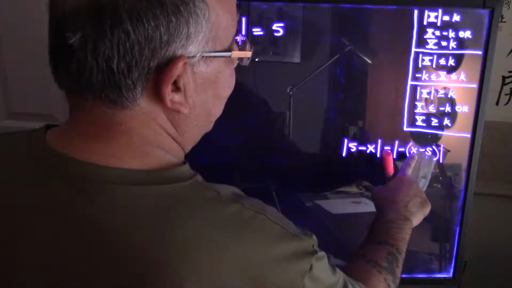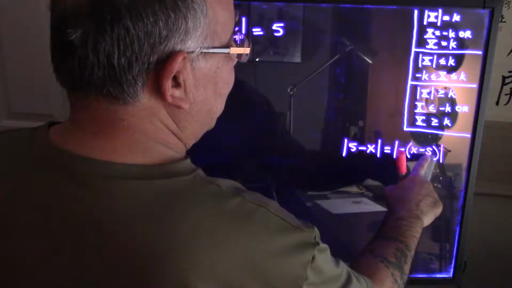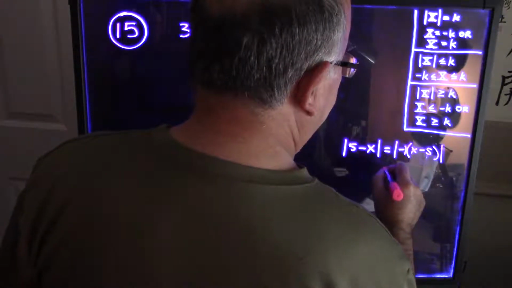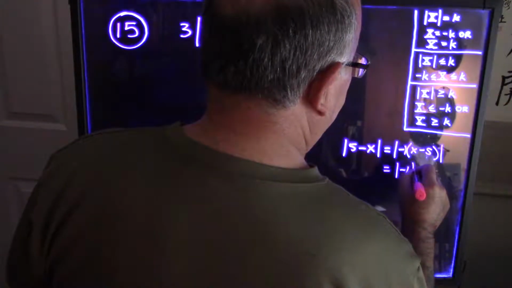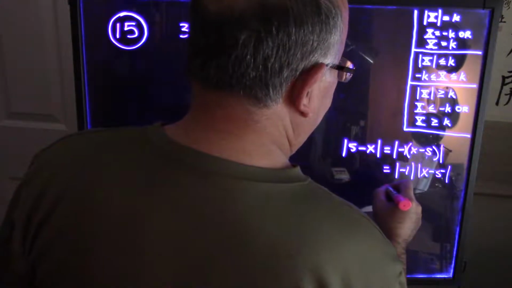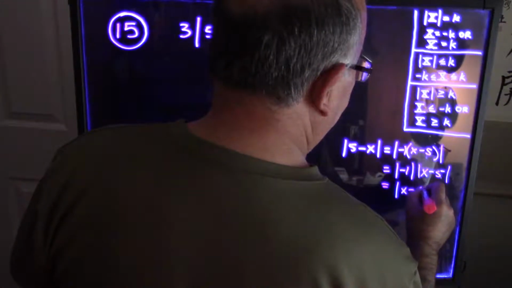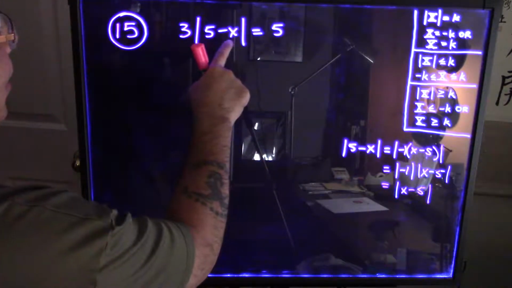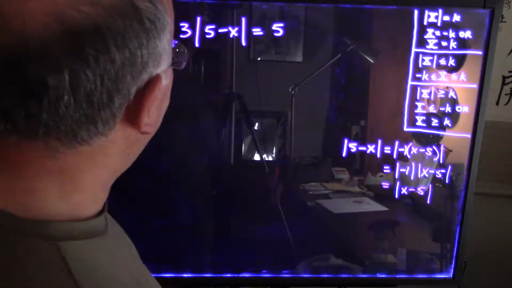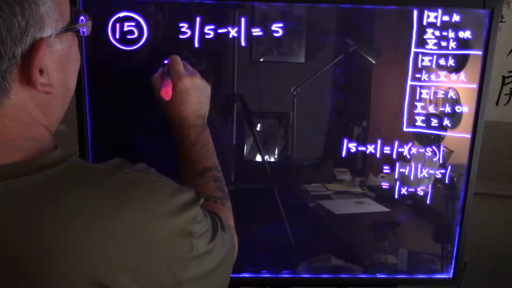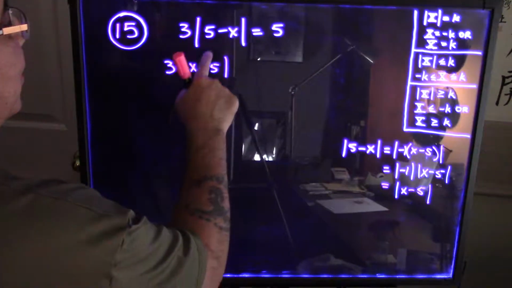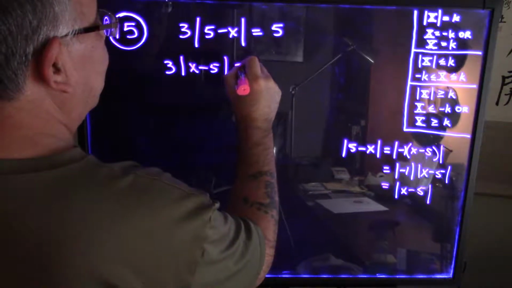Negative times x is negative x, and negative times negative 5 is positive 5, so you get that. Think of that as a negative 1 there, so that's the absolute value of negative 1 times the absolute value of x minus 5. The absolute value of negative 1 is 1, so it's just the absolute value of x minus 5. Instead of working with this, you could work with x minus 5 if you wish, because they're equal. In fact, why don't we do that, just to see what happens, because we already know that these are equivalent.